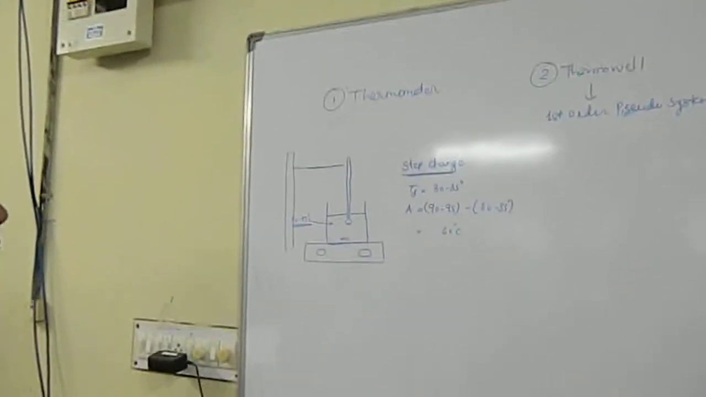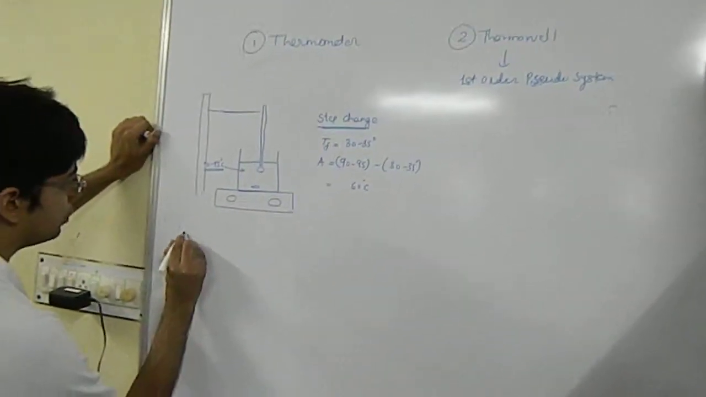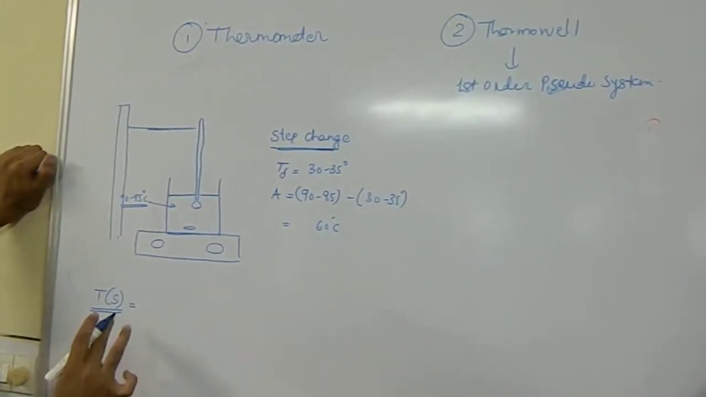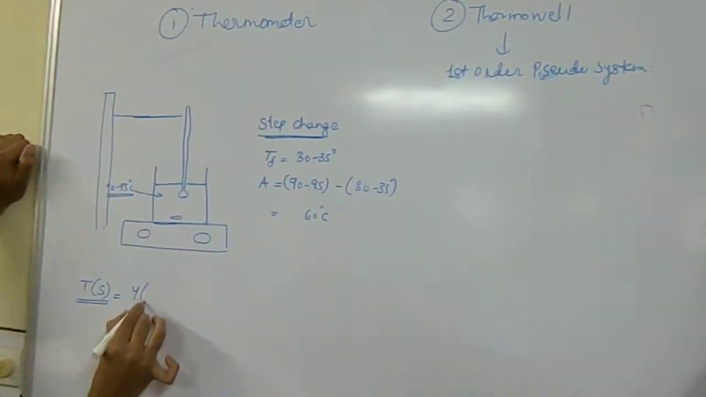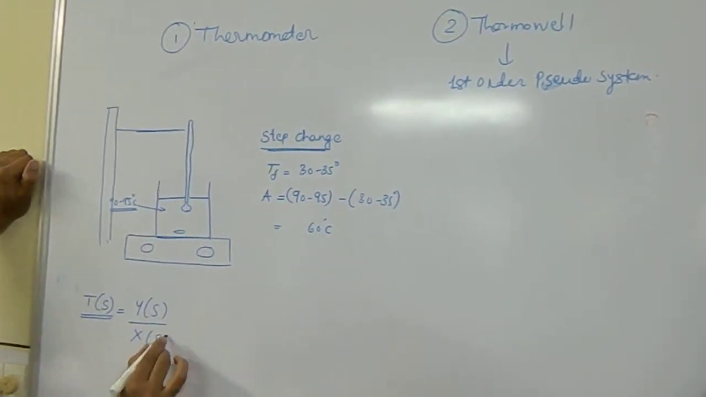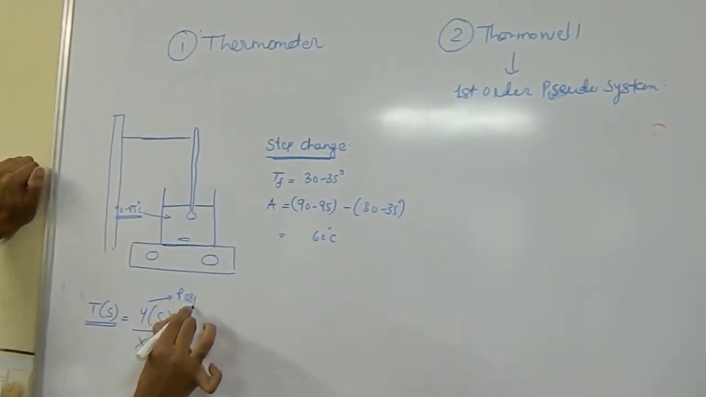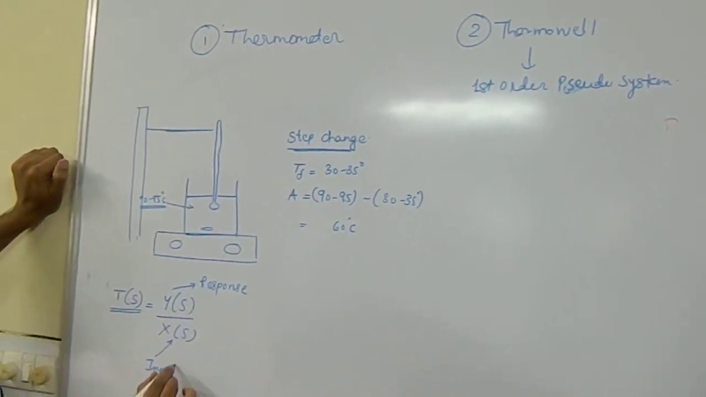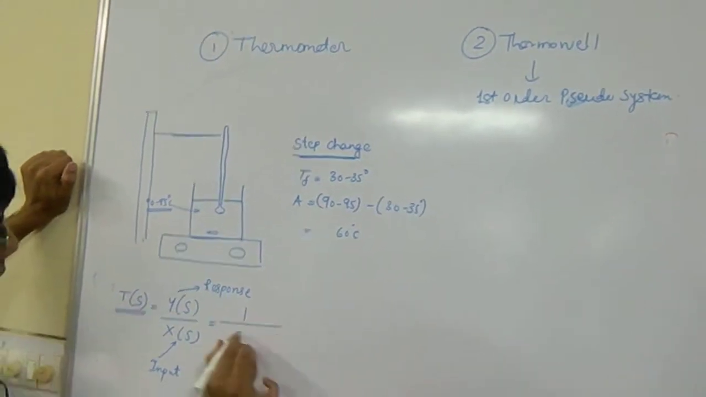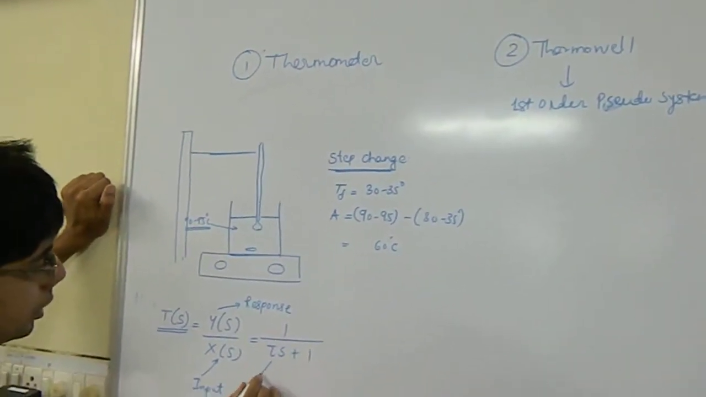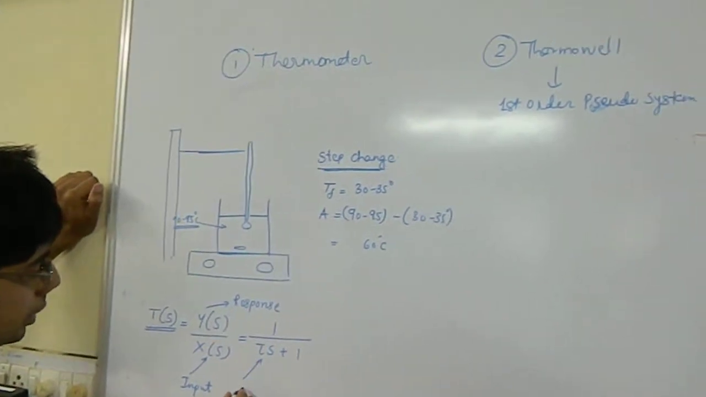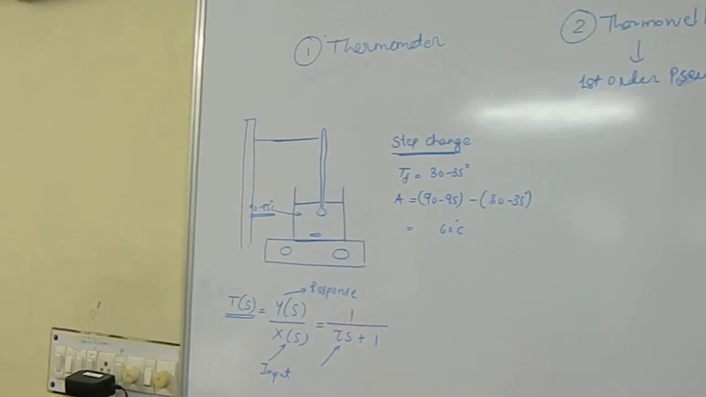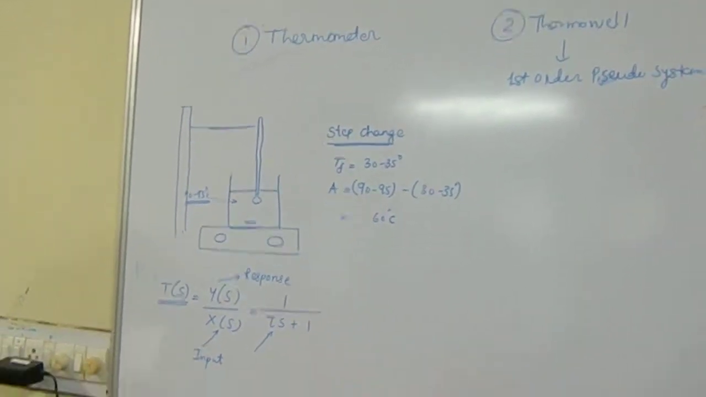For a simple thermometer system, the transfer function, which in the Laplace domain in control is denoted by T of s, is nothing but Y of s upon X of s. Y of s is the response, and X of s is the input. If you derive it, that goes like 1 upon tau s plus 1, where tau is nothing but the time required to reach 63.2% of the response. That also we will see.